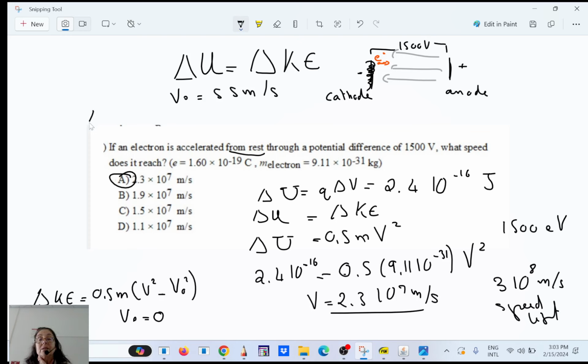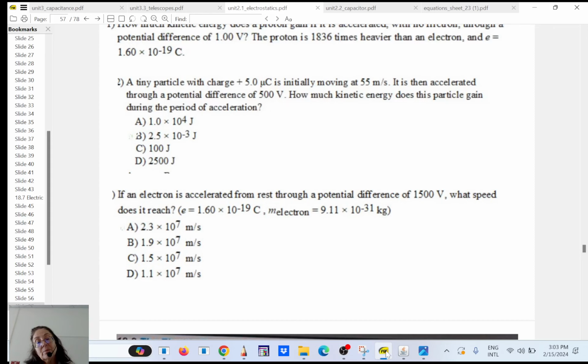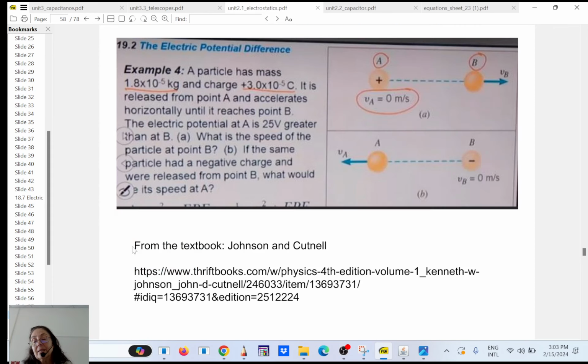So in that case, you will have to do 2.4 times 10 to the negative 16 equals 0.5 times the mass times v squared minus 55 squared, if you have an initial velocity. And then you have to divide this by that, add the 55 squared, and then take the square root. Yes, everyone? So that will be a little bit more challenging.